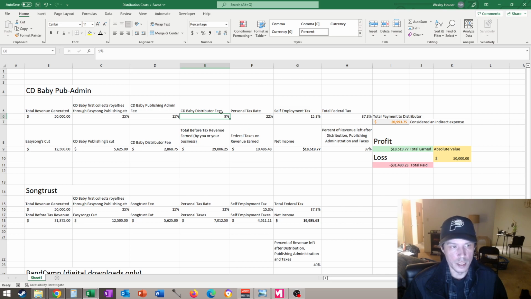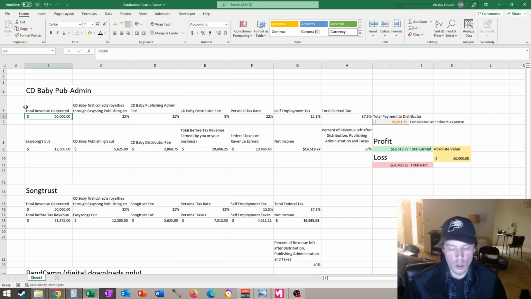It's always 9%, even if you don't get publishing administration from CDBaby. Not all companies do that, like Songtrust doesn't. Anyway, that fee right there is $2,868.75. So that's already taken, getting close to half of the total revenue generated by every album that you might have put out on CDBaby.